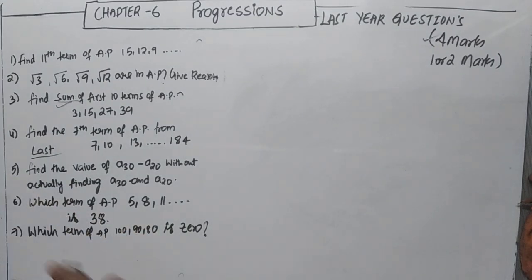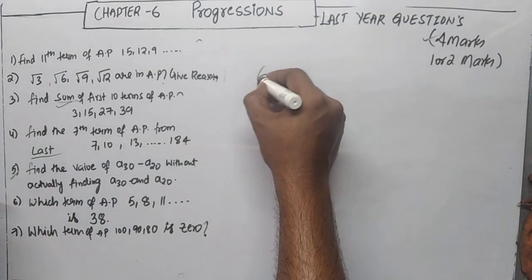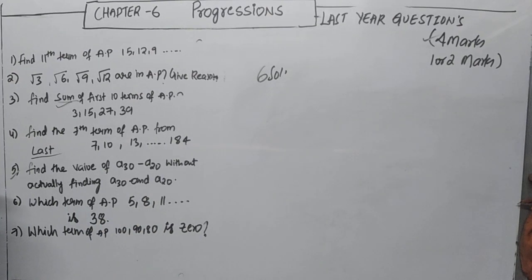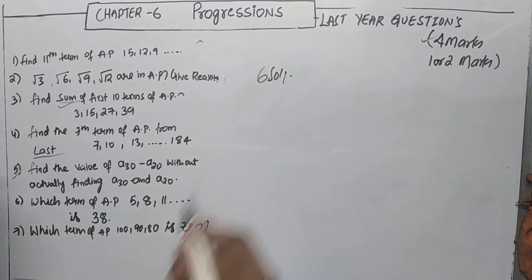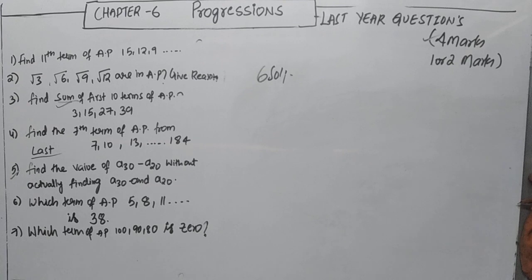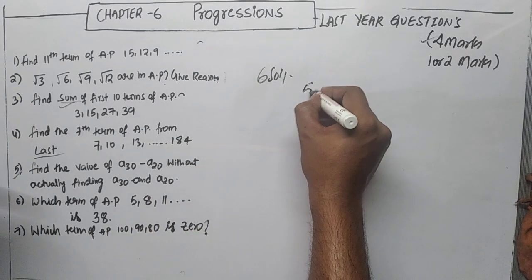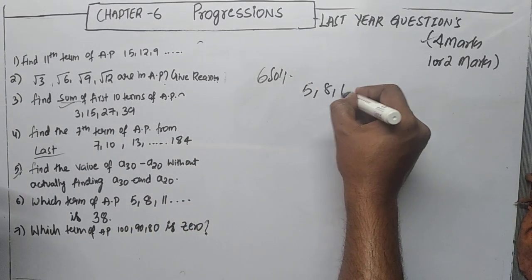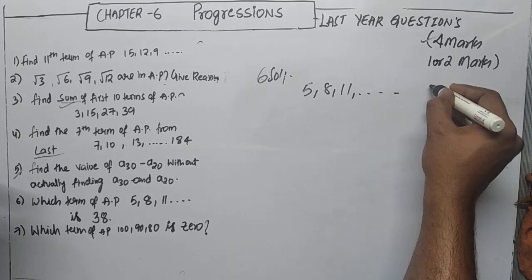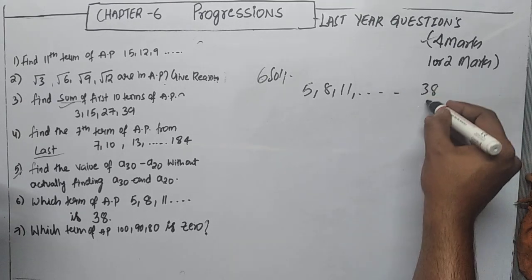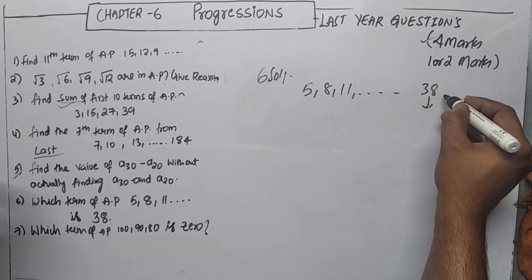Next, the fifth question we'll solve later. First we'll see the 5th, 6th and 7th. So the 6th question solution: he's asking which term of the AP is 38. This question is very important, and the other one is very easy. Here they have given a series 5, 8, 11, and so on up to 38.